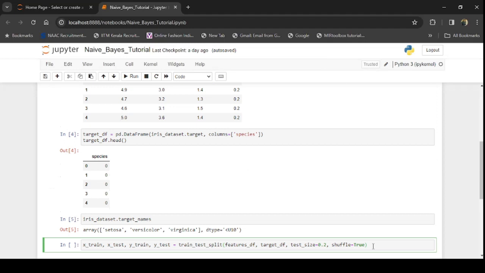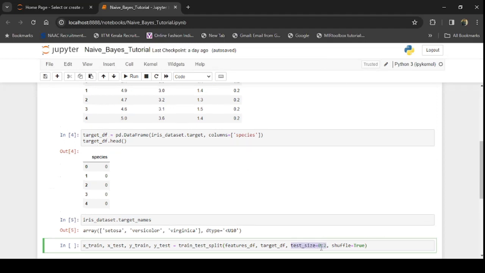Let's split the entire data set with the help of train test split. We are passing feature and target data frame. Test size equal to 0.2 means 80% of the entire data set will be for training data and 20% of the entire data set will be reserved to test the model. We are adding shuffle equal to true.